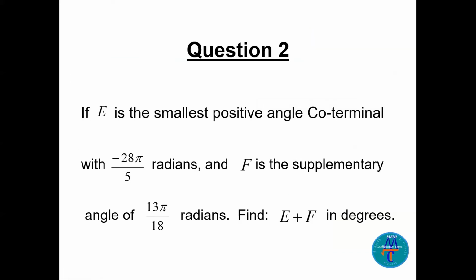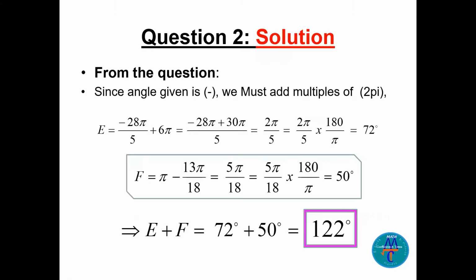Question number 2, if E is the smallest positive angle coterminal with minus 28 pi over 5 radians, and F is the supplementary angle of 13 pi over 18 radians, find E plus F in degrees. So first, since this angle E is in negative, we must add multiples of 2 pi. So we add 6 pi. Let's find the LCD. Minus 28 pi plus 30 pi over 5. This becomes here positive, the smallest positive, 2 pi over 5 radians.